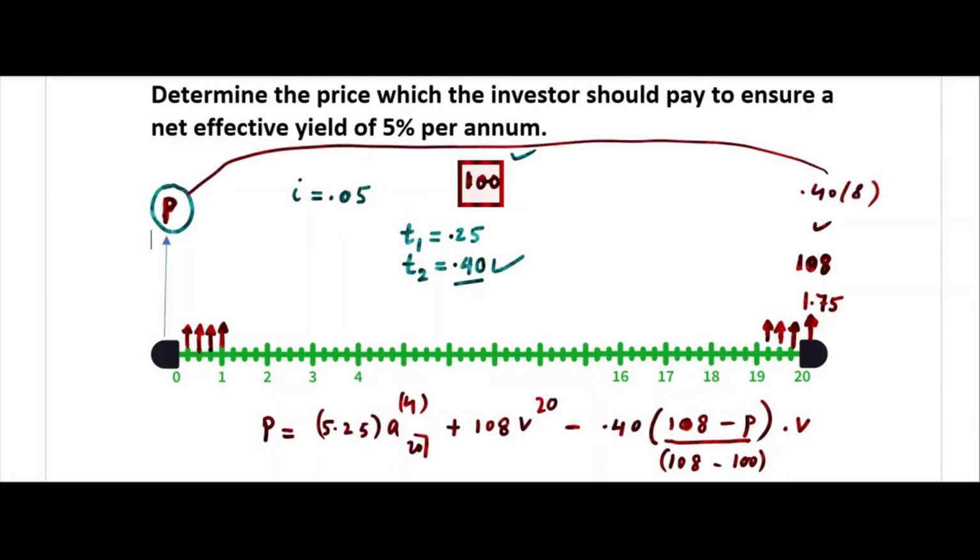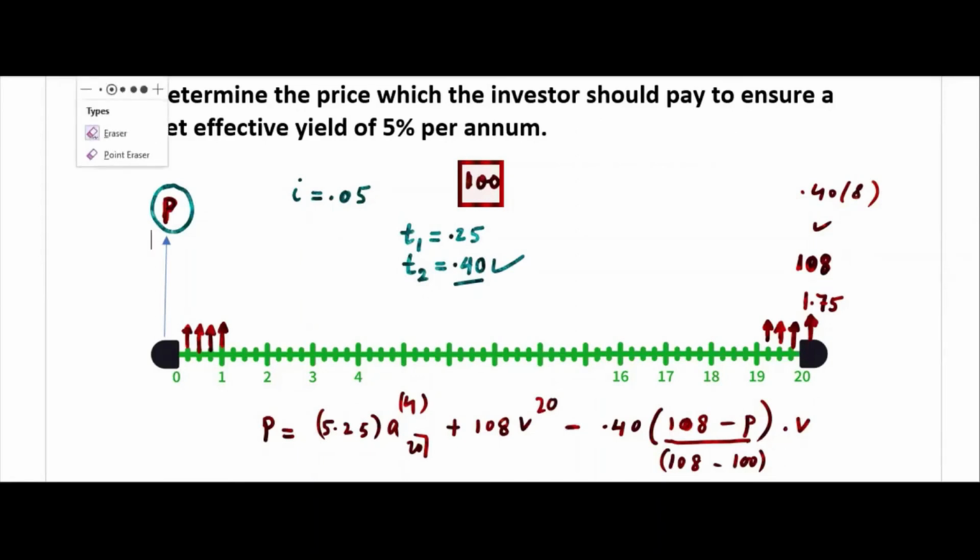Whatever amounts you will get and whatever amount you pay, everything you have to bring here. So here also you need to multiply by V20. But how can you ascertain that P is less than 108? That is the question. Before finding the value, can you say P is 100, then P is less than 108? If P is less than 108, then we'll go with this one. If P is not less than 108, then we'll make it 0. We'll not take this term. We'll only take two terms.